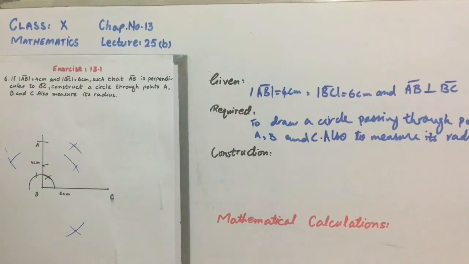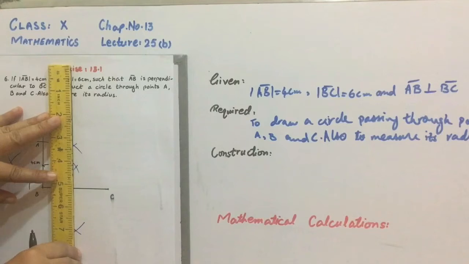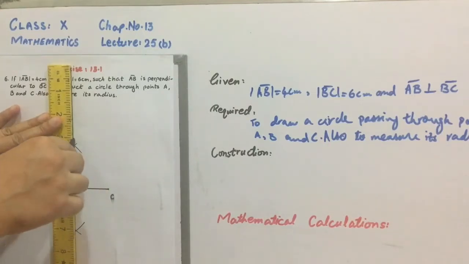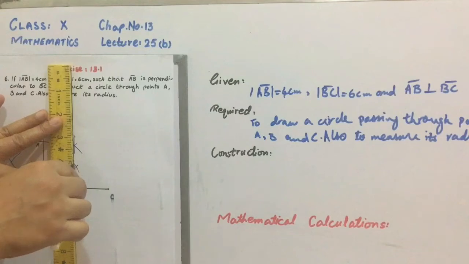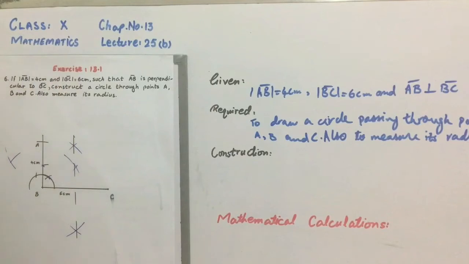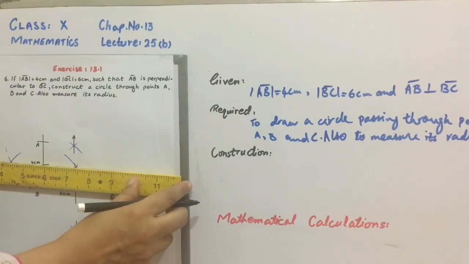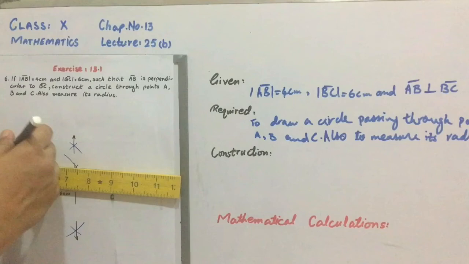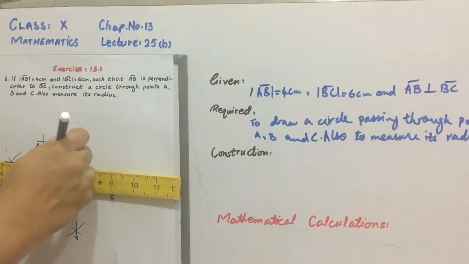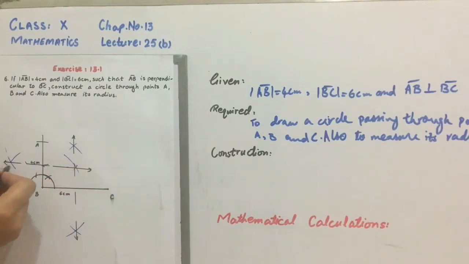Now join the arcs. The first bisector of BC, you may draw it with dotted lines. The bisector of BC and then the bisector of AC. Both the bisectors are intersecting each other at a common point, which you can say O.